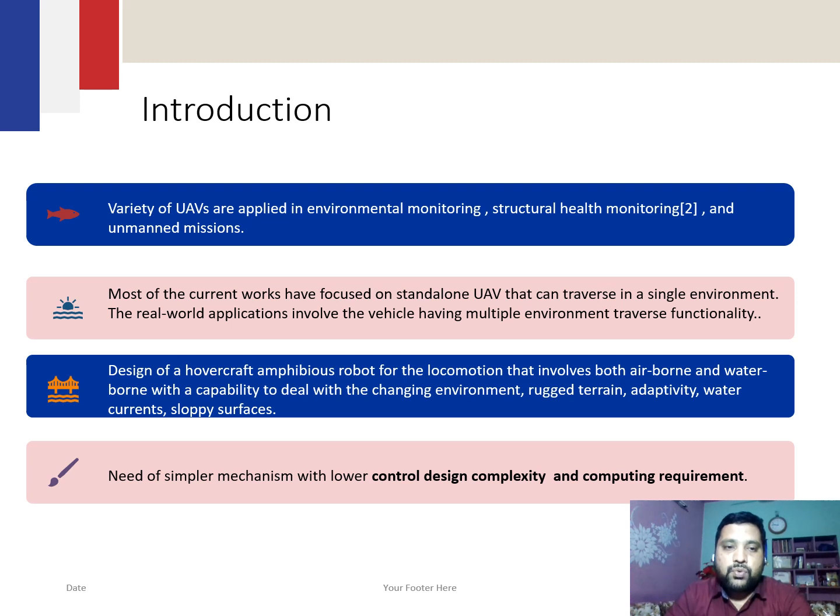But at the same time, when you design a mechanism like an amphibious robot which is capable of traversing in both land and water environments, each environment requires a specialized mechanism. So when multiple mechanisms are designed, the control complexity increases. Also, it requires a higher computing capability. So there is a need of designing a simpler hovercraft amphibious robot with lower control complexity, as well as a lower computing requirement.